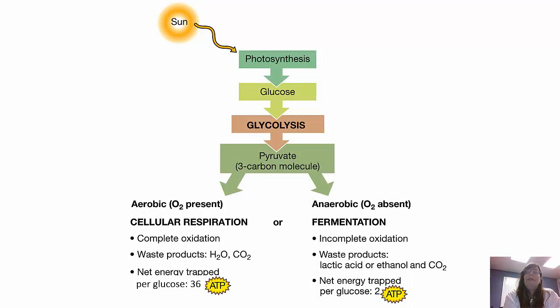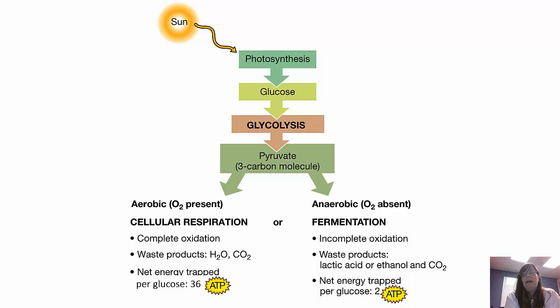So the sun comes in, photosynthesis occurs, glucose is produced. Glucose will then go through glycolysis to become 2 pyruvate molecules. If oxygen is present, cellular respiration will occur, aerobic cellular respiration will occur. Glucose will be completely oxidized. Water and carbon dioxide will be byproducts, and the net energy is 36 ATP.